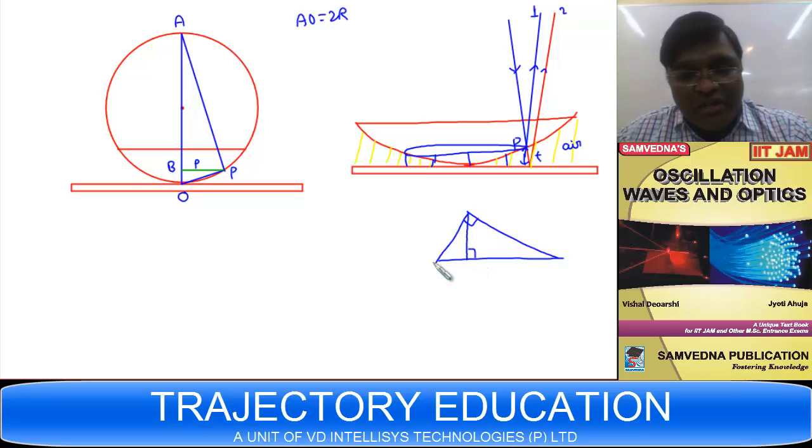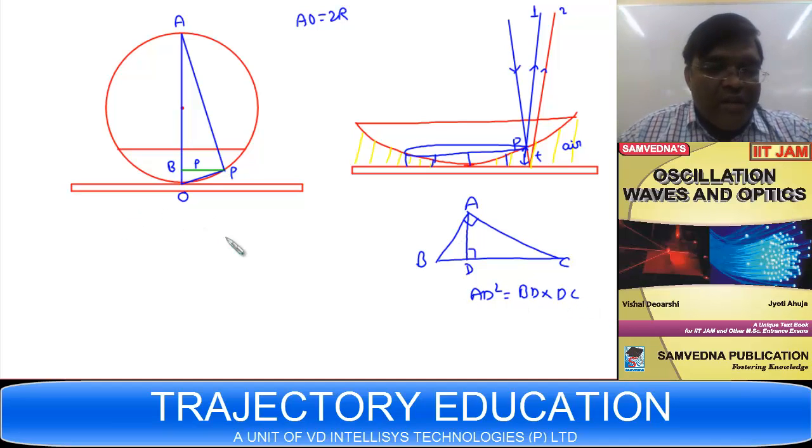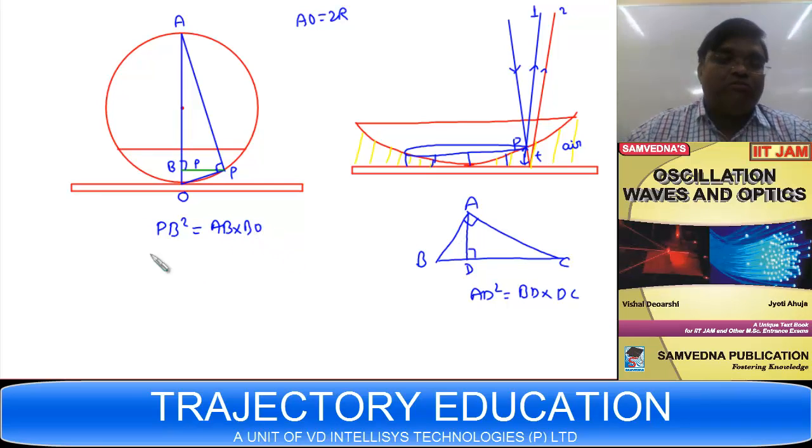In fact, if you have a similar triangle like this, this is 90 degree, this is 90 degree, this is A, B, C and D. In that case AD square is BD into DC, right? See, if I apply the same thing over here, say this is 90 degree, this is also 90 degree, this is a semicircle, a triangle in a semicircle, so this is 90 degree. So in that case, if I apply this formula, PB square is AB into BO. You must remember this one. You have read it in your 9th class. So this is AB into BO, right?